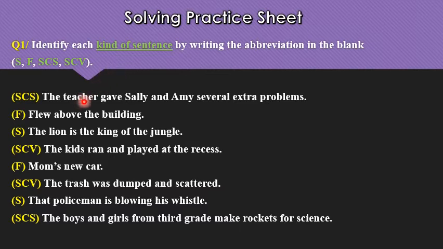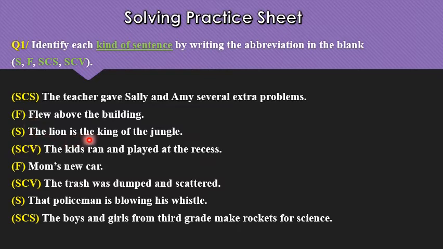The teacher gave Sally and Amy several extra problems. Of course, you have two subjects together, so this will be SCS, simple sentence with a compound subject, because you have two subjects together that make a compound subject. Flew above the building. This is a fragment sentence. Why? Because it's not completed. You have a missing part out there.